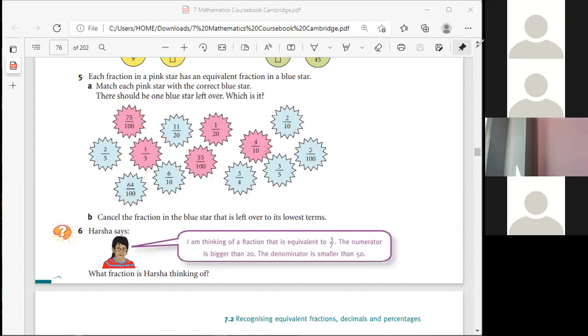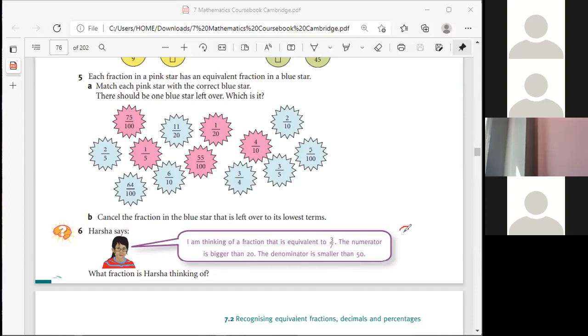Okay, now we are looking into question number 6. Harsha says, I am thinking of a fraction that is equivalent to 3/7. The numerator is bigger than 20 and the denominator is smaller than 50. What can that number or the fraction be? 3/7.